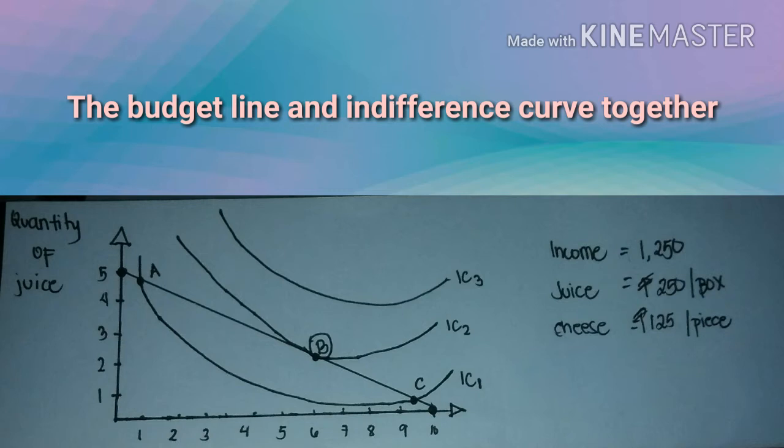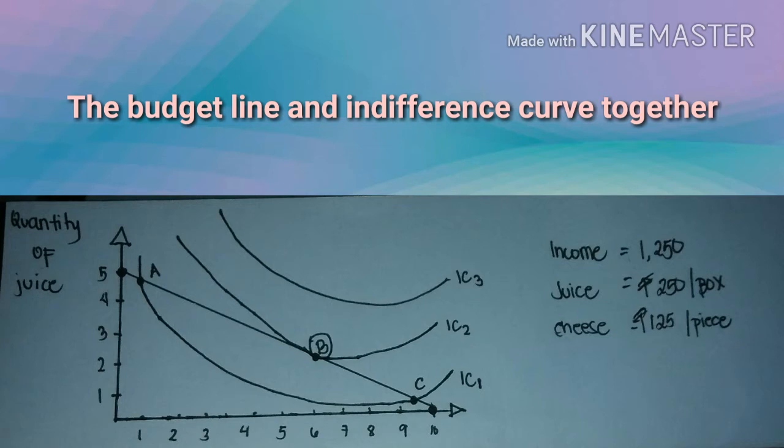As you can see, letter A corresponds to 4 boxes and 2 pieces of cheese. So when you multiply the 4 boxes of cheese by its price and the 2 pieces of cheese by its price, the total will be equal to the income of 1,250. And letter B corresponds to 2 boxes and 6 pieces of cheese, so its cost is also equal to 1,250. And letter C, 1 box and 9 pieces of cheese.